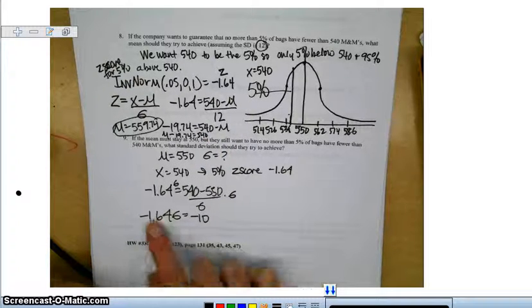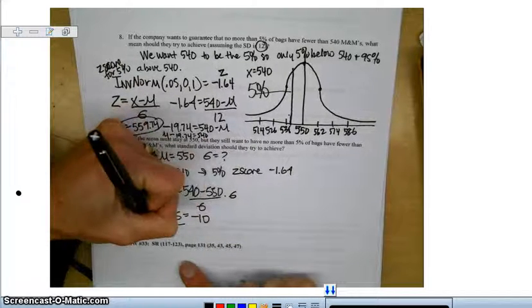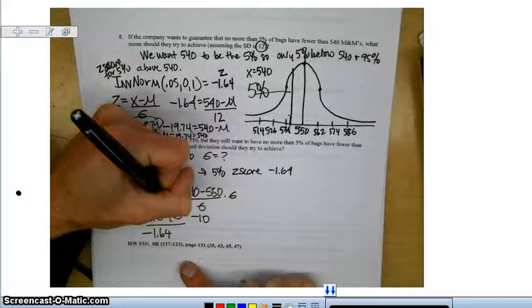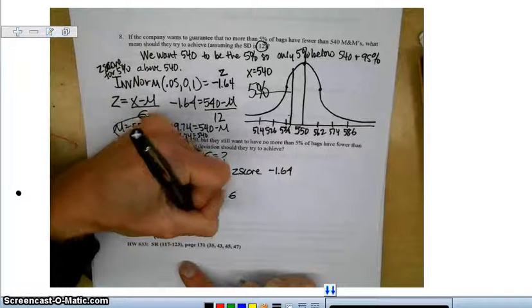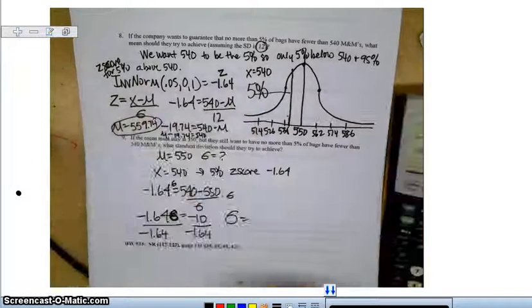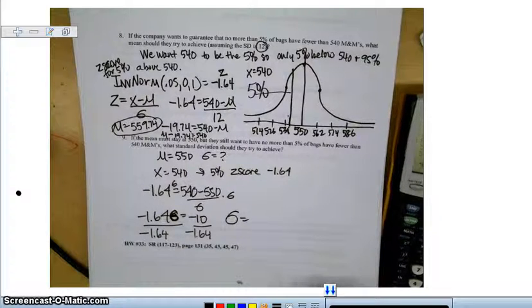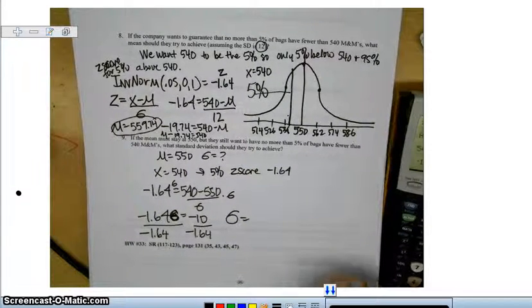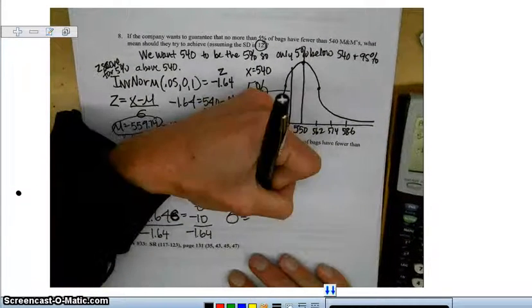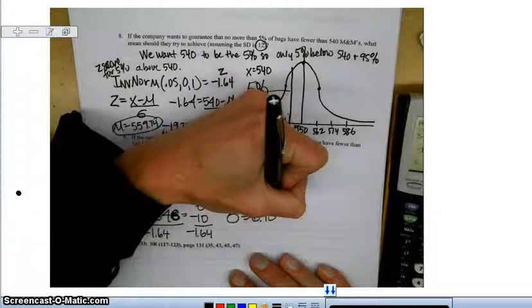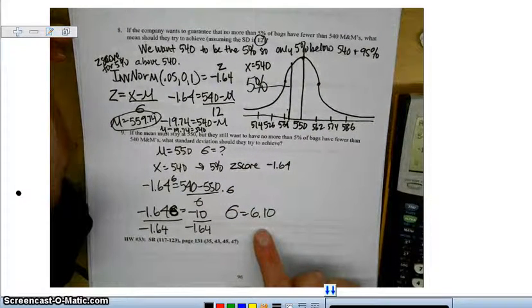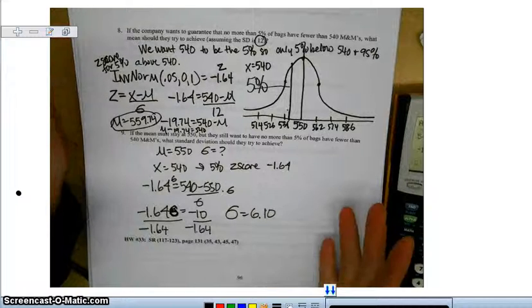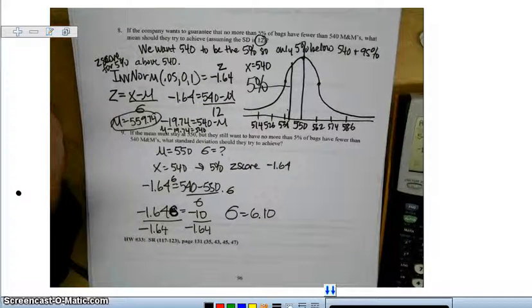And then all I have to do is divide both sides by negative 1.64. That'll give me that sigma should be, well, negative 10 divided by negative 1.64 gives me 6.10. So if I make that the sigma, 6.10, the standard deviation about half the size of what it currently is, then I can make that claim too.